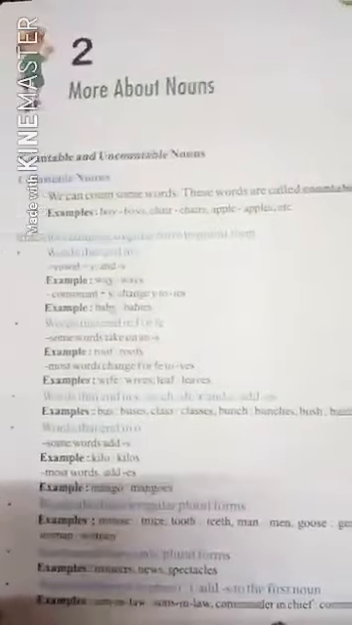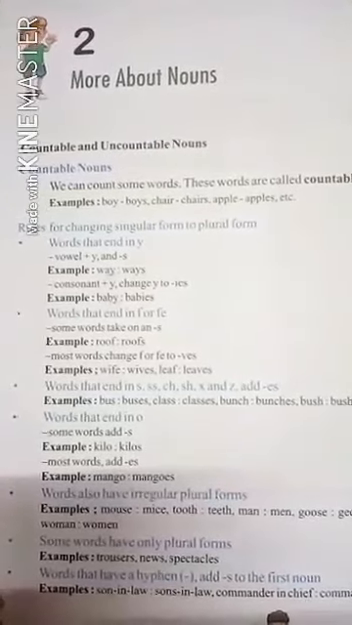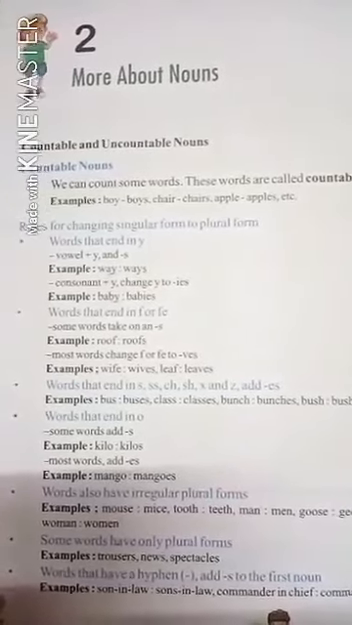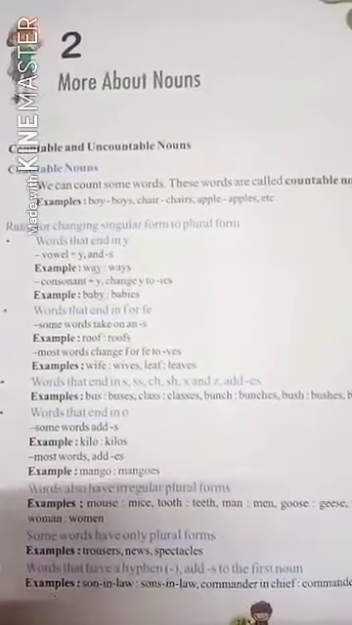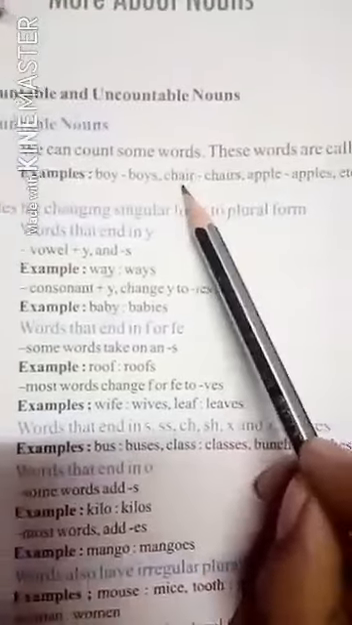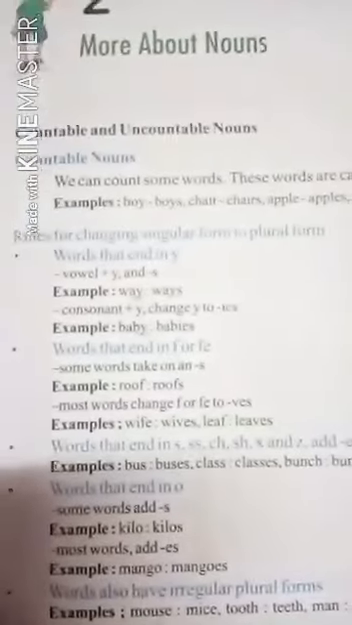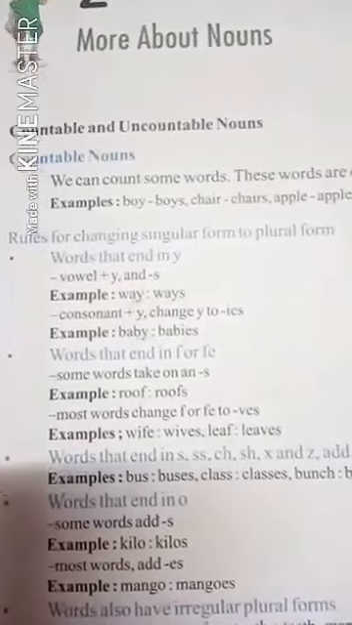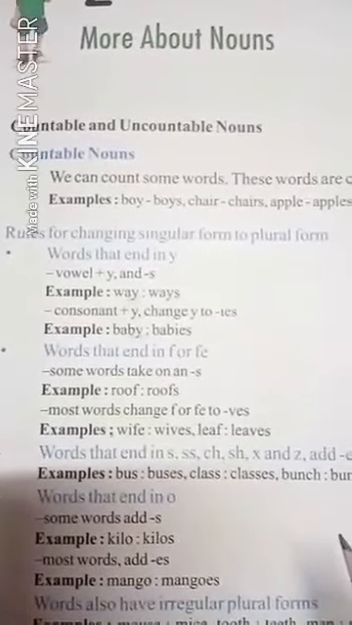Only countable nouns have singular forms and plural forms. For example, boy, boys, chair, chairs, apple, apples, like this. So there are some rules for changing singular form to plural form.